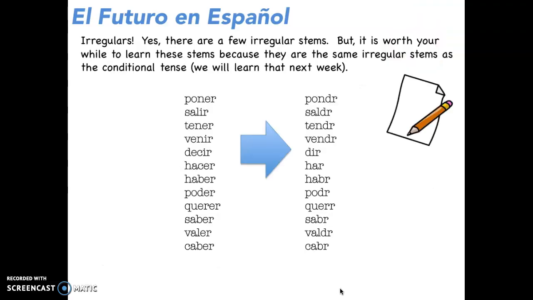Of course, there are a few irregulars, as we mentioned before, but the list is not long. So here are the verbs, and in the second column, you'll see their stem change. So a verb like poner, the stem turns to P-O-N-D-R. And you will put the ending of who is doing the action right on the end of the verb. These stems, by the way, the irregular stems, are the same for the future tense and the conditional tense. We will go over the conditional tense later on, but it's worth your while to memorize these stems because they could be used for either the future or the conditional. I suggest pausing the video here so that you can write down all of these stem changers in your notes. This is something you should add to your notes.